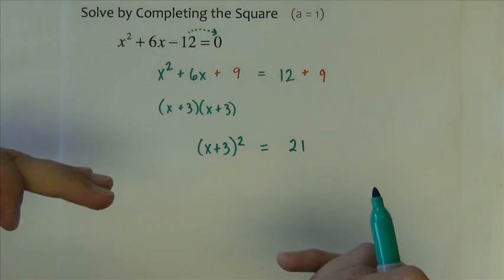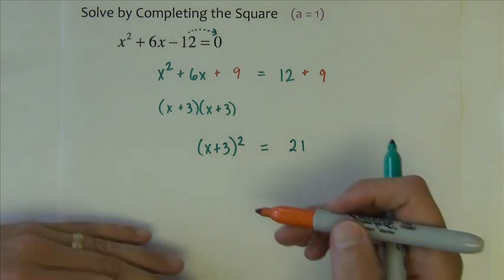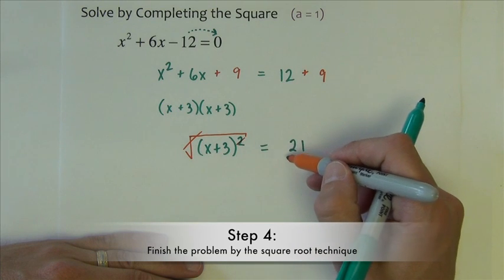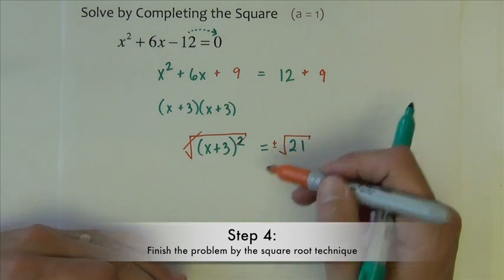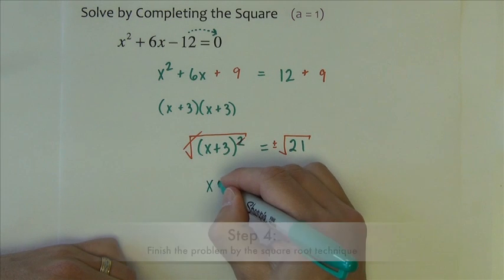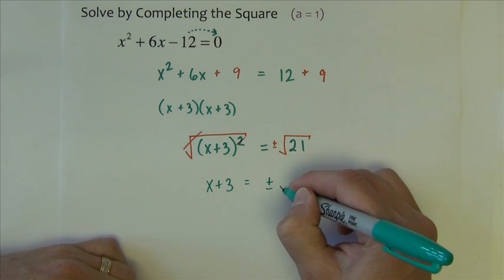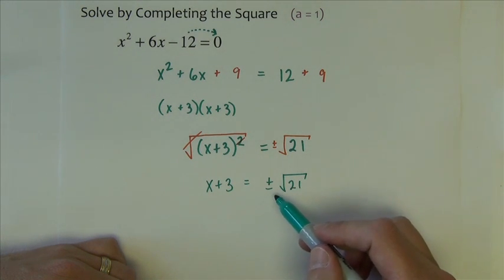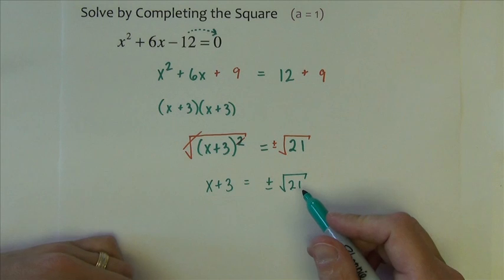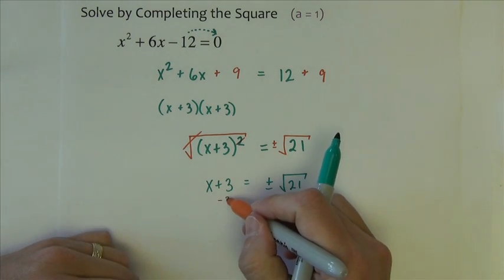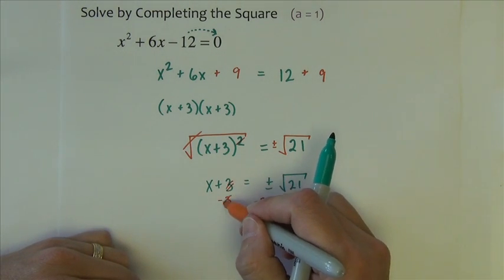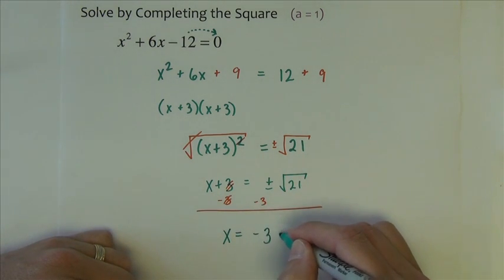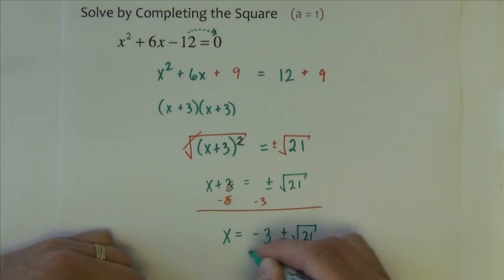Okay, so I began by creating something that factored. I was using a factoring technique. Now we're going to use a square root technique. Square root cancels the square. So we end up with x plus 3 equals plus or minus square root of 21. This is not a perfect square, and I can't take anything out. So I'm just going to leave it as it is. It's the best that it can be. I'm then going to subtract 3 from both sides. We end up with x equals negative 3 plus or minus square root of 21.